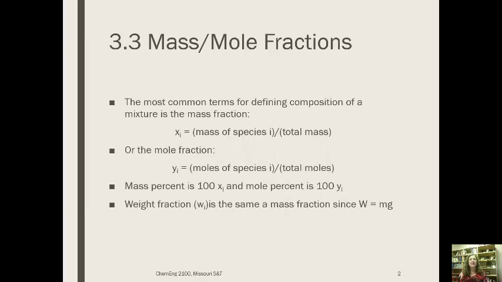So what we had said last time is that the most common ways of talking about composition are either a mass fraction or a mole fraction. It's the mass of a component divided by the total mass, or the moles of the component divided by the total moles. We also said that weight and mass fraction would be the same.